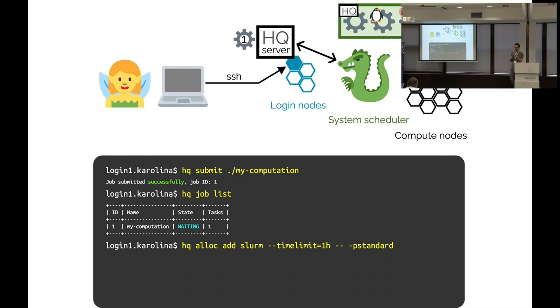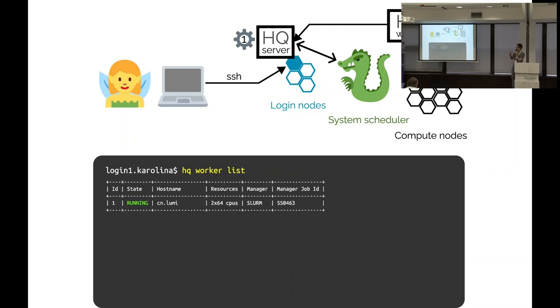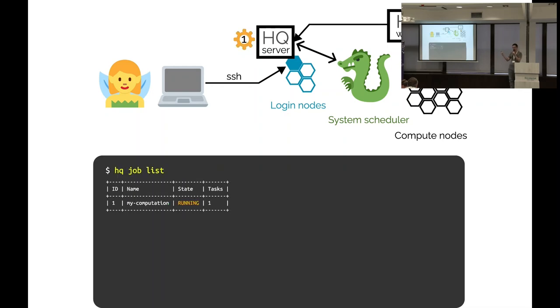What happens when the allocation gets to the front? Slurm will give you a node. HQ worker will be started on this node. It will connect to the server. Then you can examine, for example, which workers are connected to that server. Well, and now you have some tasks and you have some computational resources. So HyperQueue will immediately start load balancing the tasks amongst all the resources that you have available. In this case, it will send the task to the worker, it will start executing, it will switch to some running state, so I will be able to observe what is going on.